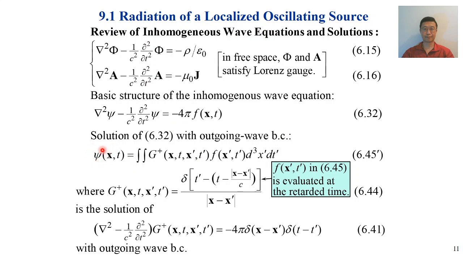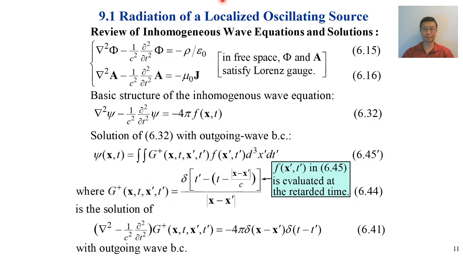So phi becomes G plus, for outgoing wave, of x, t, x prime, t prime, and this is the source. Perform volume integration and time integration. So where G(x, t, x prime, t prime) equals delta function, t prime minus t minus this one, the separations, divided by the absolute value of x minus x prime. So this is the G.